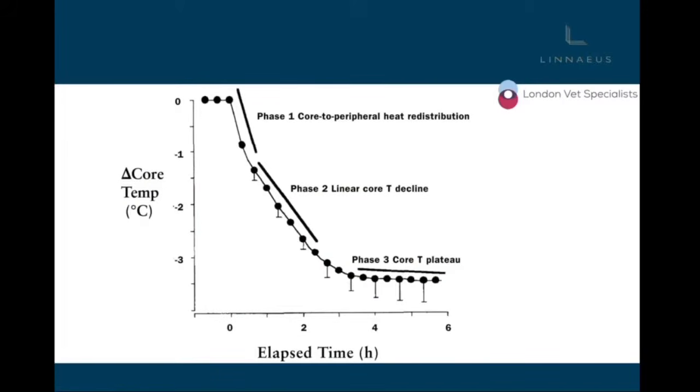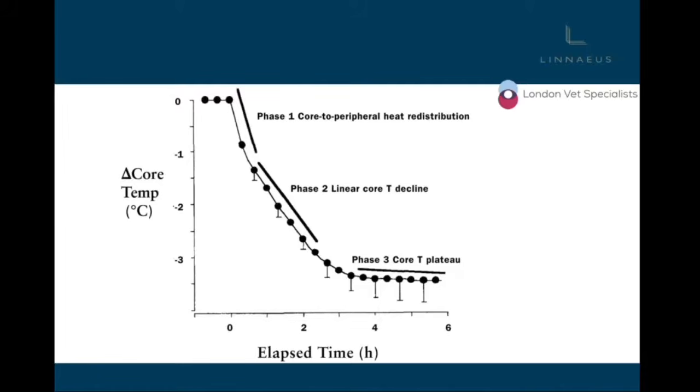This is just a curve to show how the core body temperature changes. So within the first 30 minutes to an hour, there is a massive drop in core body temperature. And this occurs because normally, to maintain our core body temperature, we have a sort of basal tone of vasoconstriction, which maintains our body core at a higher temperature than our periphery. So our periphery is usually a couple of degrees colder than our core.